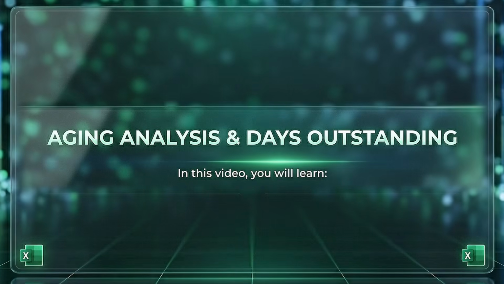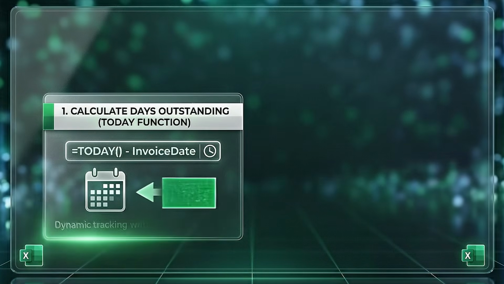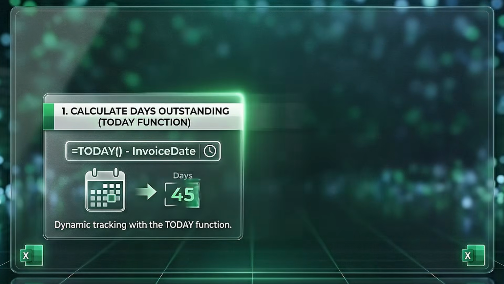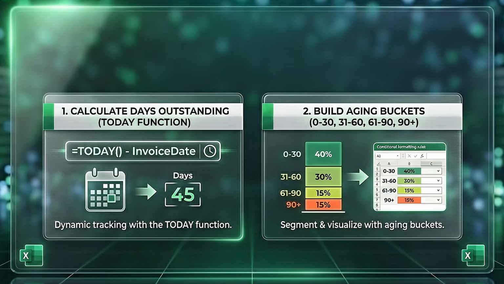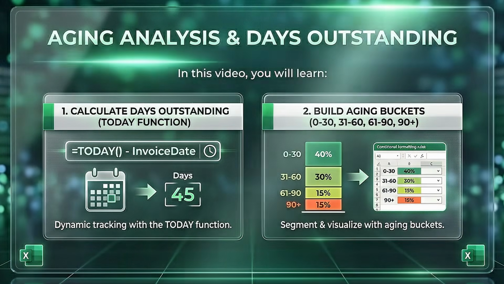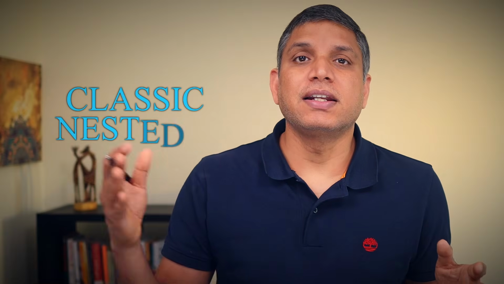In this video, you will learn how to calculate days outstanding using the TODAY function and how to build aging buckets like 0 to 30, 31 to 60, 61 to 90, or 90 plus days. I'll show you how to write the logic in two different ways, first using IFS and then using classic nested IF. Let's get into it.